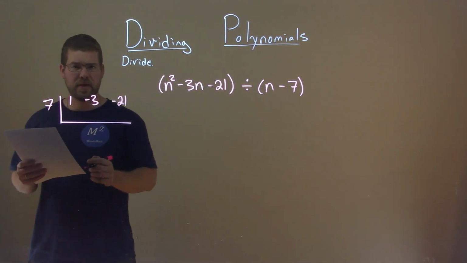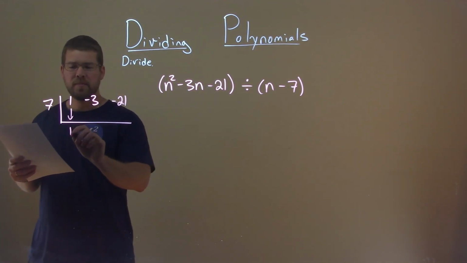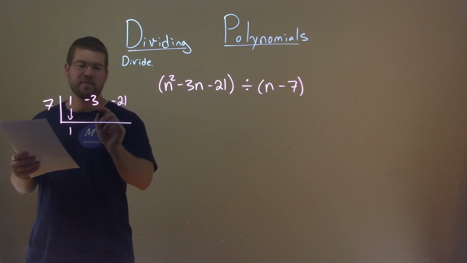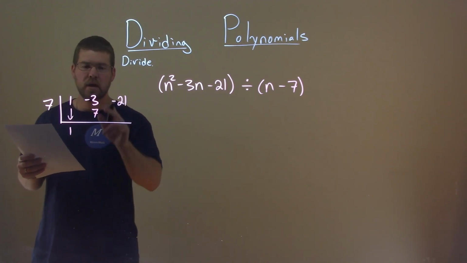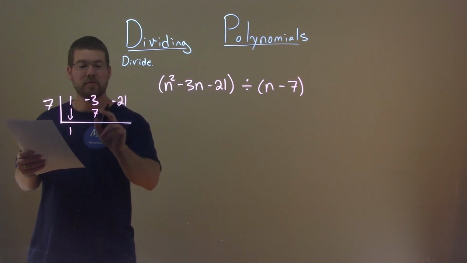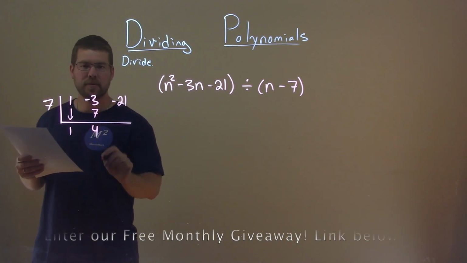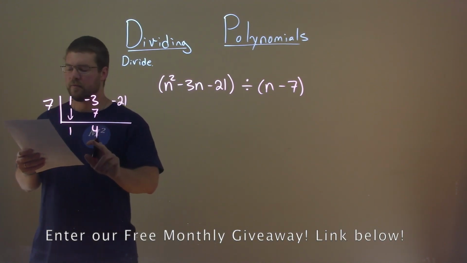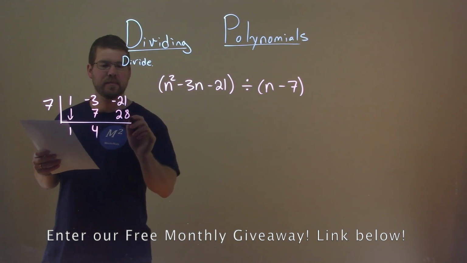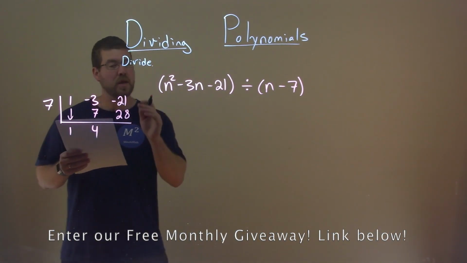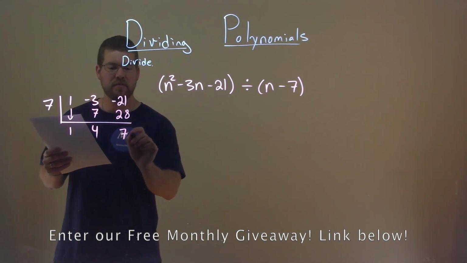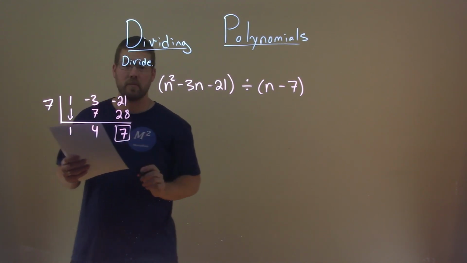Now let's do some synthetic division. Bring down the 1. 7 times 1 is, well, 7. Negative 3 plus 7 is a positive 4. 7 times 4 is 28. And negative 21 plus 28 is a positive 7. And that is our remainder.